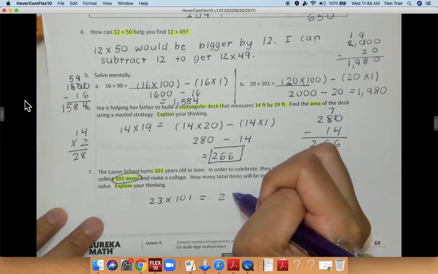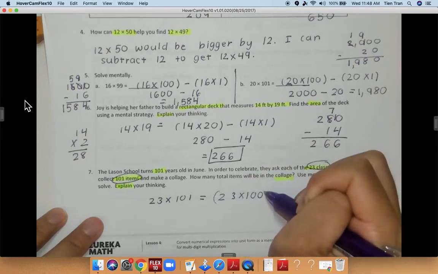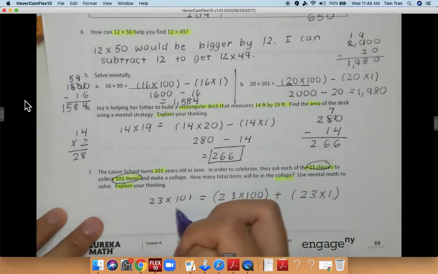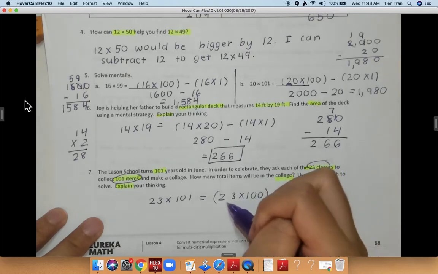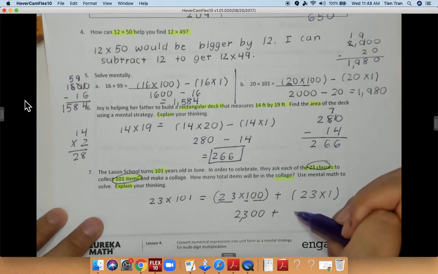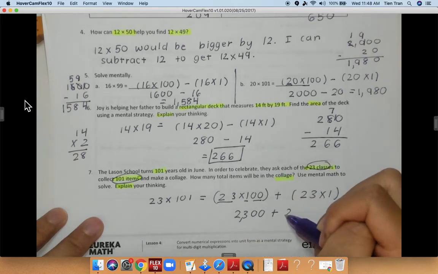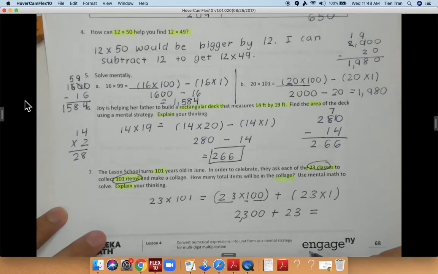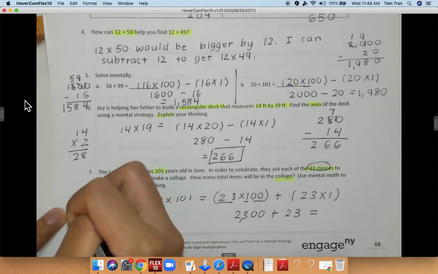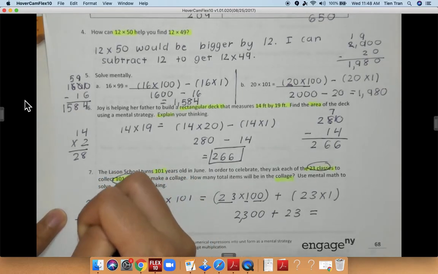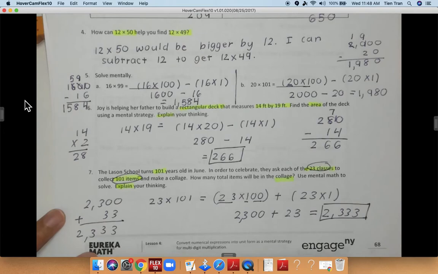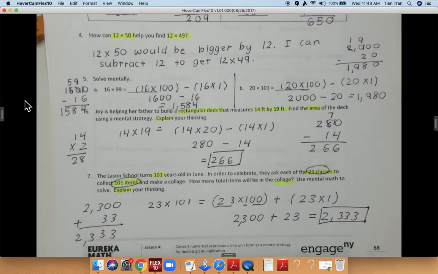So I'm first going to multiply 23 times 100, and then I'm going to add that with 23 times 1 because it's 101. Okay, first thing is 23 times 1 is equal to 23. Add my 2 zeros at the end, and I get 2,300. And 23 times 1 is also equal to 23. Now, what do I get when I add 2,300 plus 23? I'm going to get 2,333. Okay, and that is your final answer.